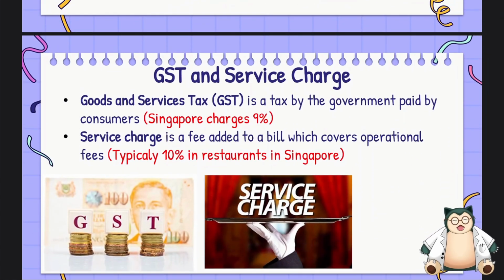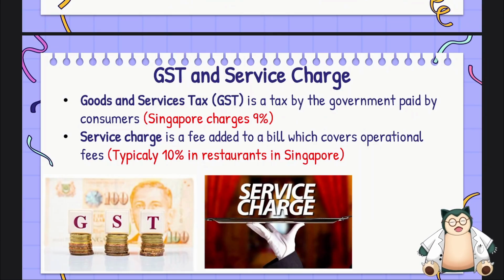Let's look at GST and Service Charge. Okay, GST, Goods and Services Tax, is a tax by the government paid by consumers. So in Singapore, we charge a fixed fee of 9%. However, in other countries, it can go from 6% to even 10%. All right, some even 12%. So every time you buy something, as long as it's an item, or you buy a service like maybe a massage or a photograph, all right, someone photographs you, a small fee is charged that will be given to the government, and this is what we call the tax.